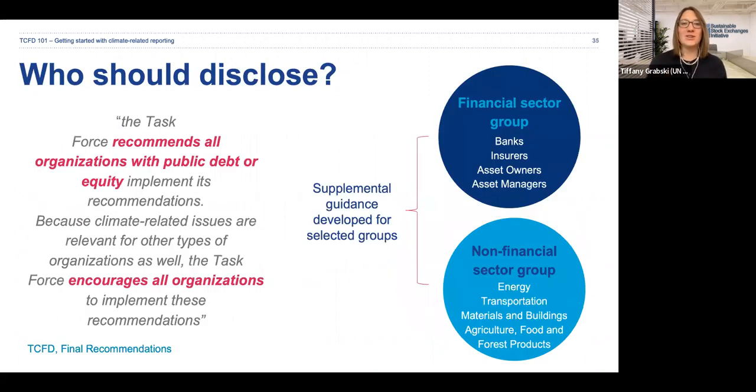So I mentioned that there were certain sectors that had additional guidance. Now that usually leads to the question, who should disclose then? There are these financial sector groups and there are these non-financial sector groups. Does that mean if I'm not in one of those groups, I should not disclose this information? And the answer to that is certainly no. Actually, the TCFD developed this guidance for all organizations. And their strongest recommendation is that all organizations with public debt or equity should certainly be following these recommendations.